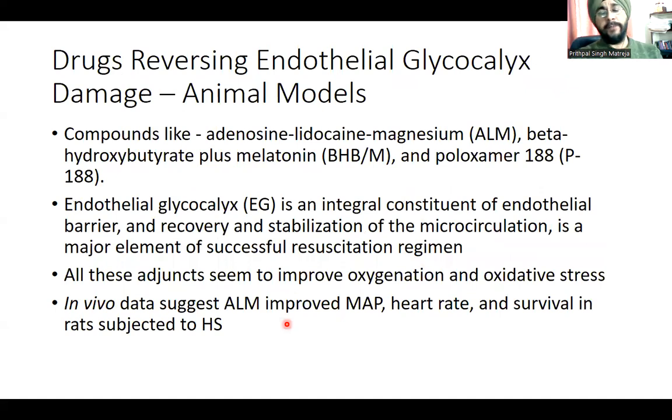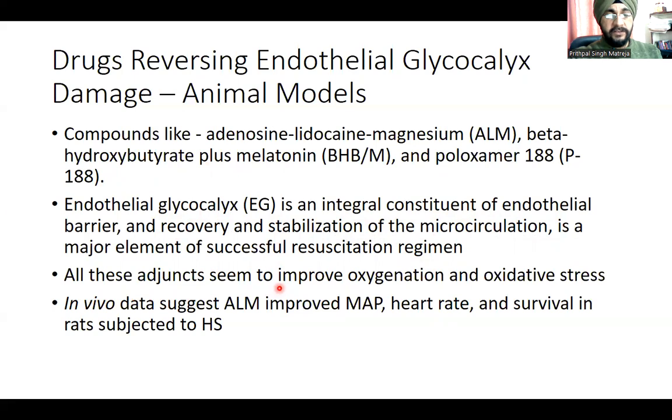Then there were certain compounds that have been found interesting in animal models. We had certain drugs that tend to reverse the endothelial glycocalyx damage. These compounds are adenosine, lidocaine, magnesium, which is ALM, and beta hydroxybutyrate plus melatonin and poloxamer 188. So what they hypothesized was that the endothelial glycocalyx is an integral constituent of the endothelial barrier, and recovery and stabilization of this microcirculation is a major element for a successful resuscitation regime.